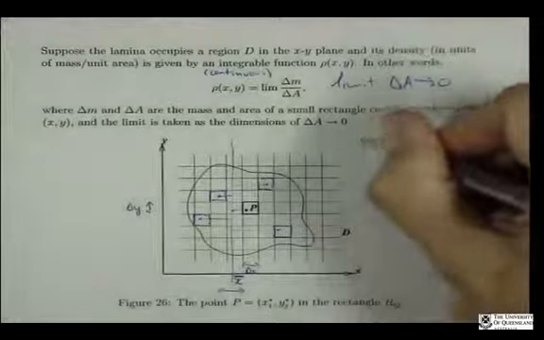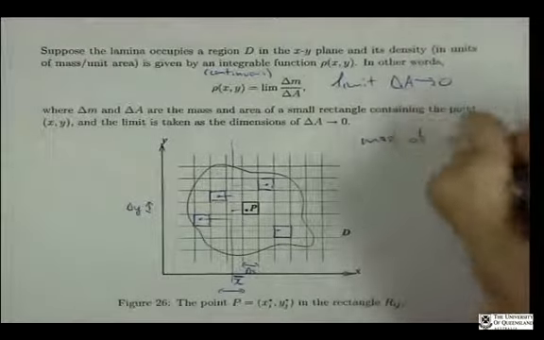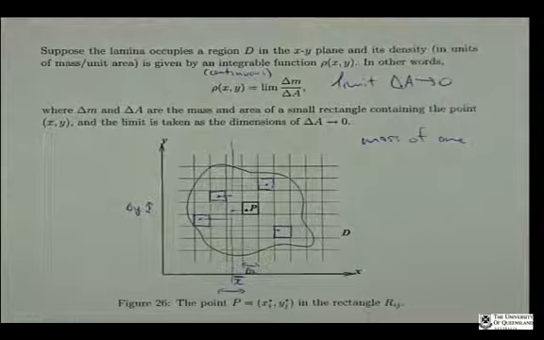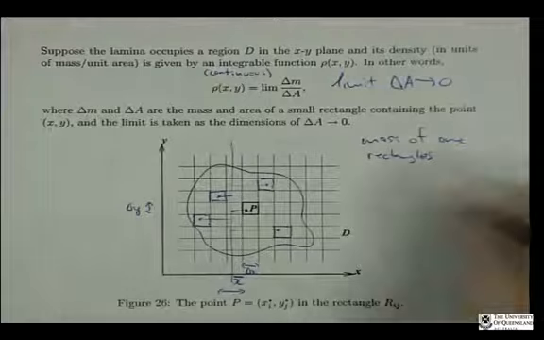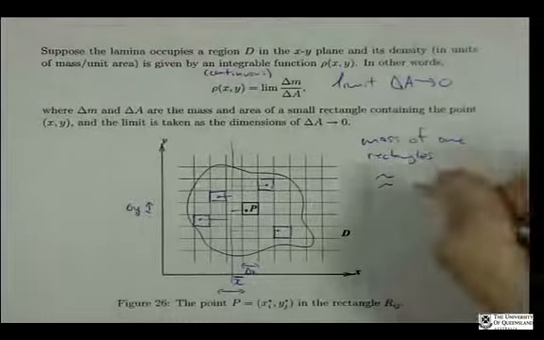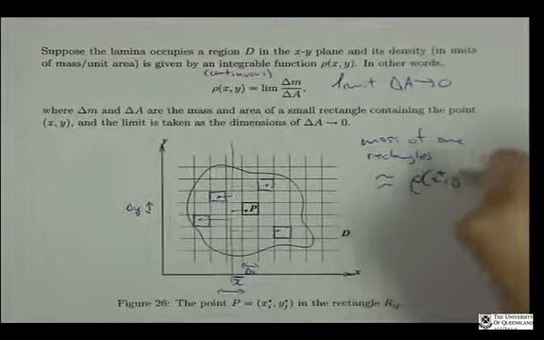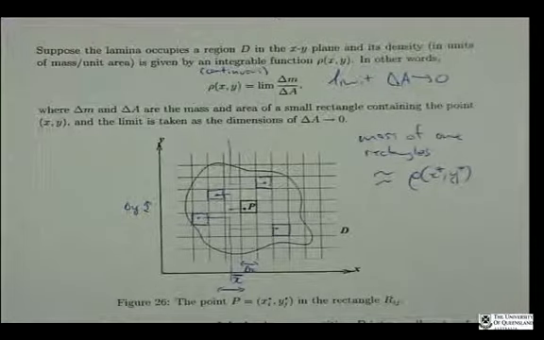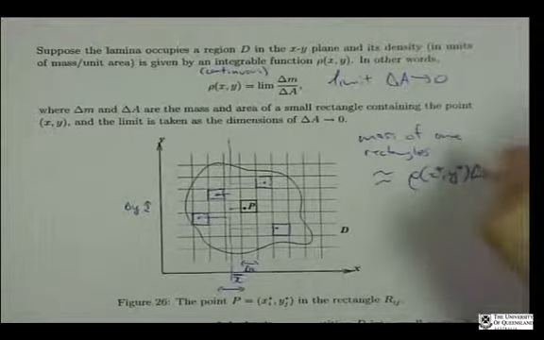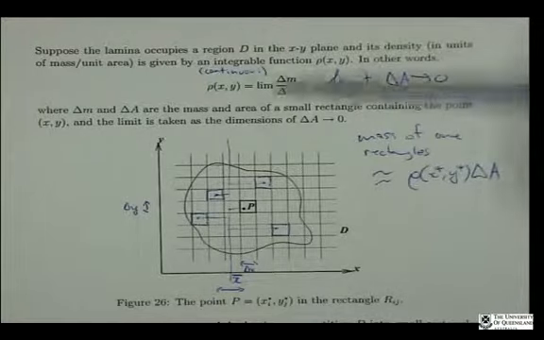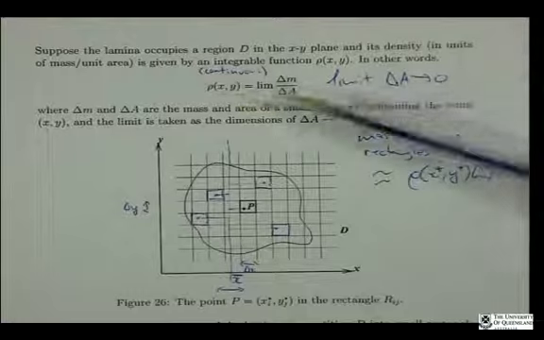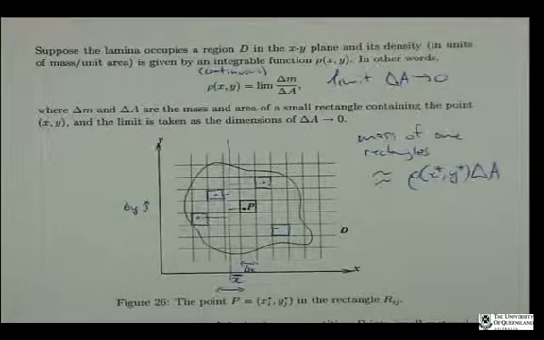But just note that in this derivation, the mass of one of these rectangles is going to be approximately the value of the density function evaluated at our representative point multiplied by the area of that rectangle, delta A. Now just have a think about that. Right at the top of the screen here I've written the definition of density function. Now it's exactly the same argument that we used in 1 dimension. I'm going to assume the density function is continuous.